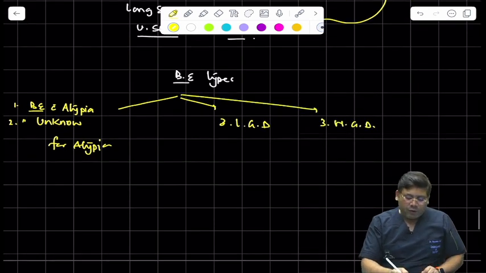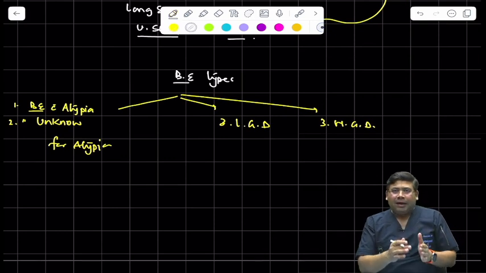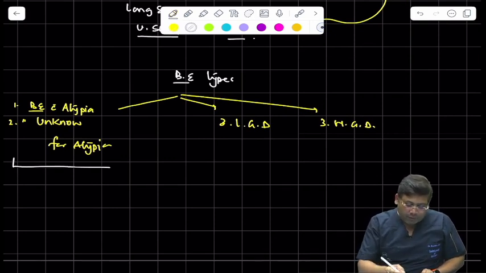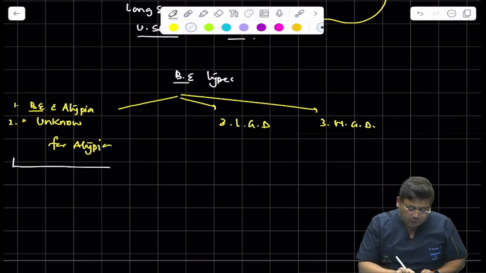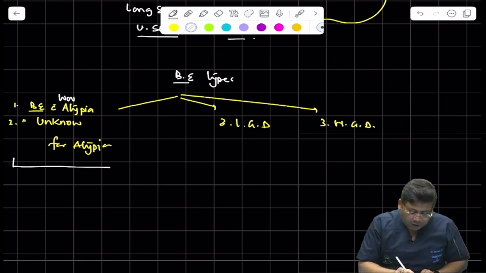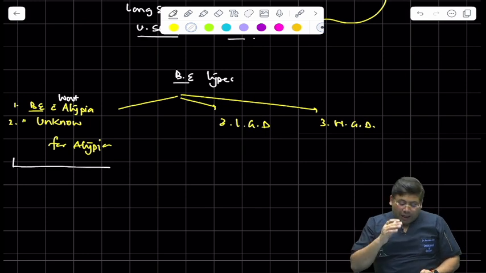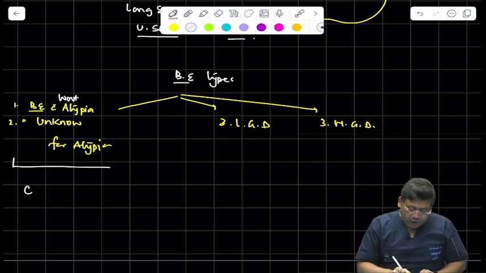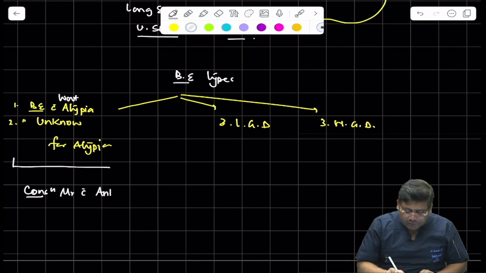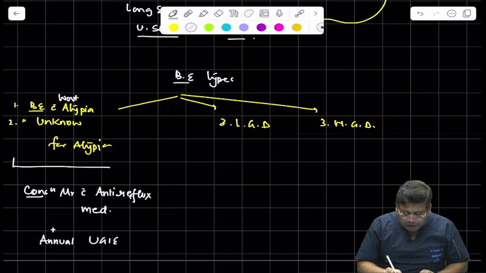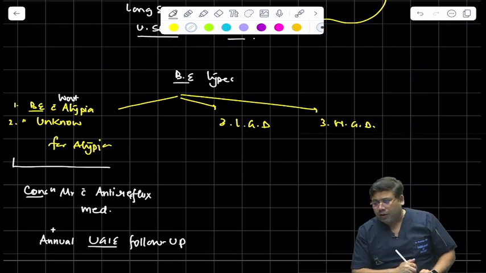But I have already told you that for Barrett's esophagus without atypia, and Barrett's esophagus unknown for atypia, you will have to go for conservative management with anti-reflux medication. This is very important. Anti-reflux medication has to be given, and along with that annual upper GI endoscopy follow up. This is very important. It has been asked two or three times.